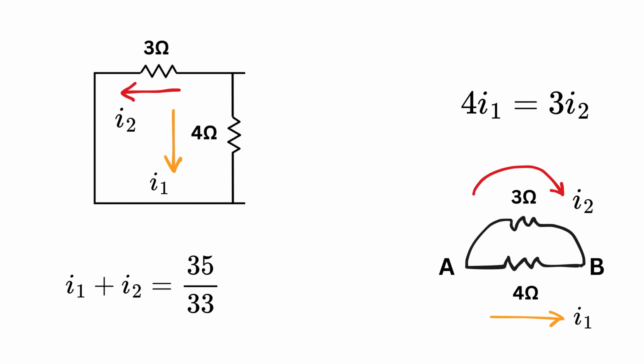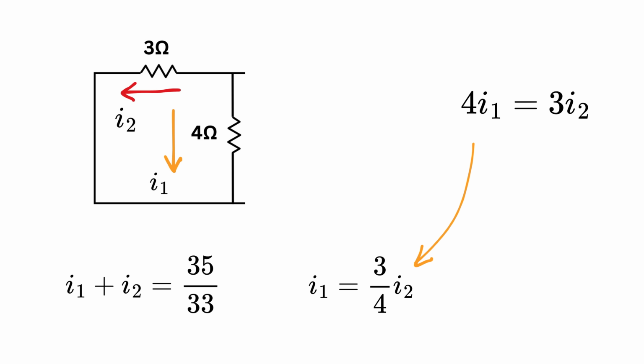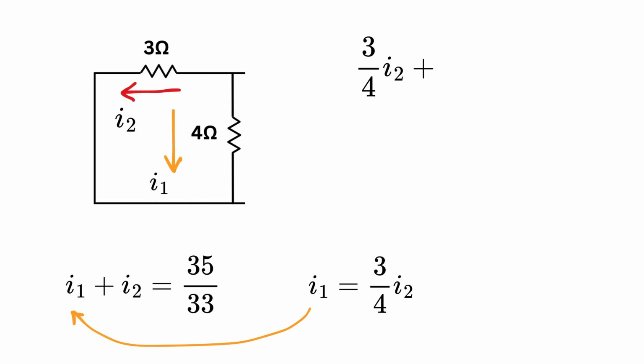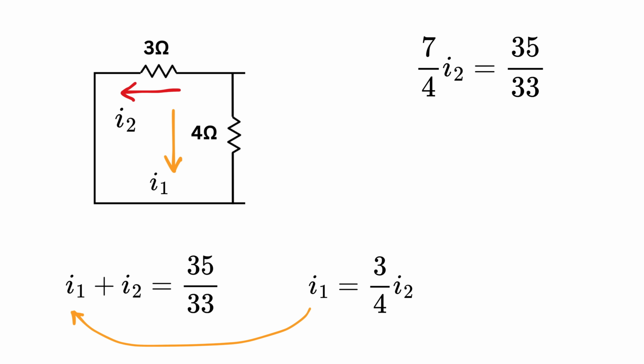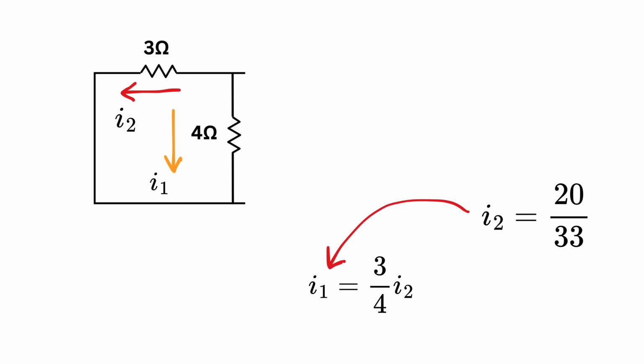Also I1 times 4 equals I2 times 3. We get I1 as 3 by 4 times I2. Substitute it here to get 3 divided by 4 times I2 plus I2 equals 35 over 33. So we get 7 by 4 I2 equals 35 over 33. This gives I2 equals 20 over 33. So I1 equals 5 over 11.